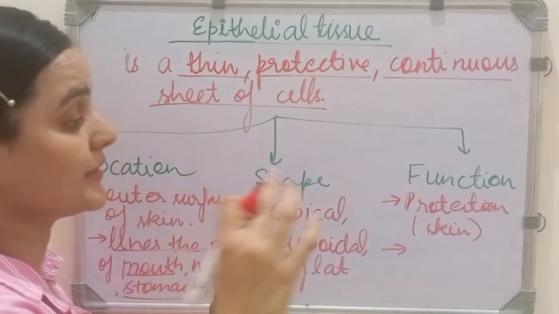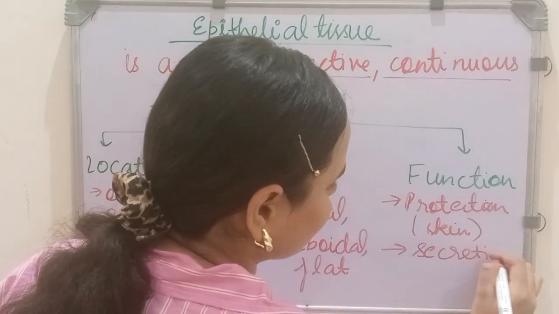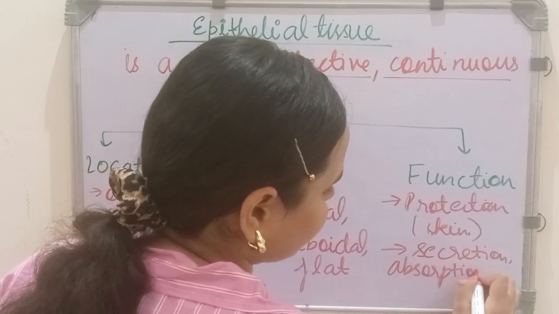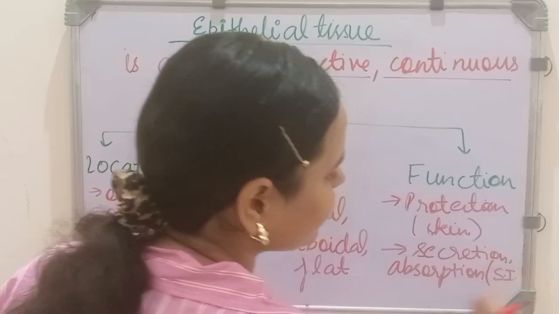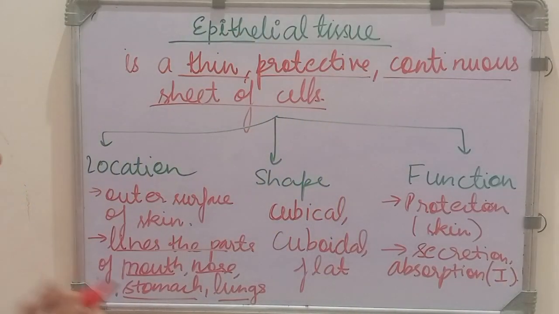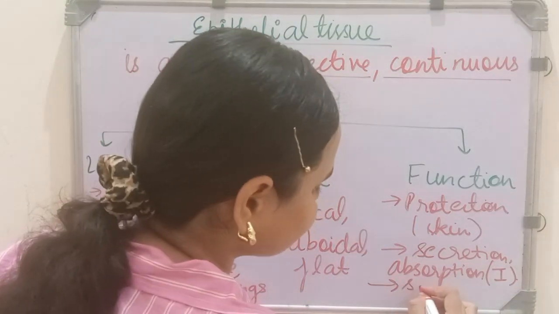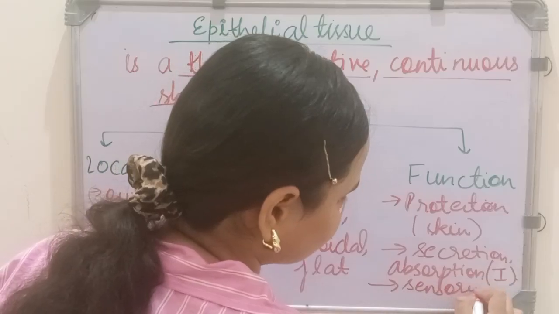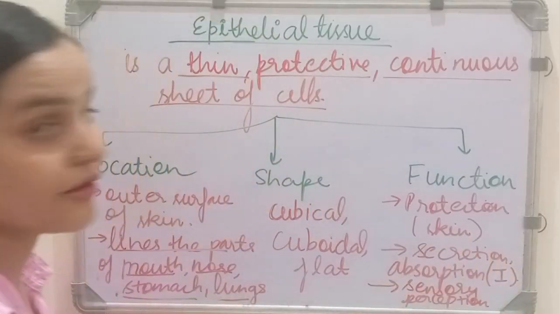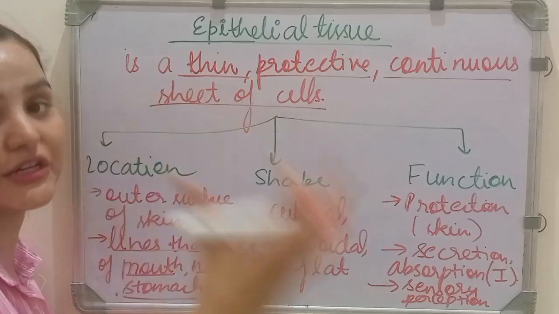Then its function is secretion as well as absorption. So secretion, absorption in case of small intestine or just intestine. Let's just write it down, in case of intestine. Now its function is also sensory perception. It helps in sensation, sensory perception. Okay, now let's study the types of epithelial tissue, their location, their role, their structure in detail.